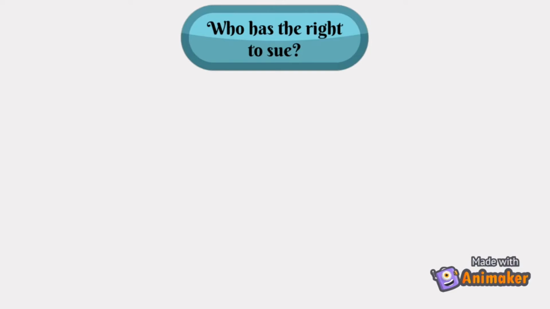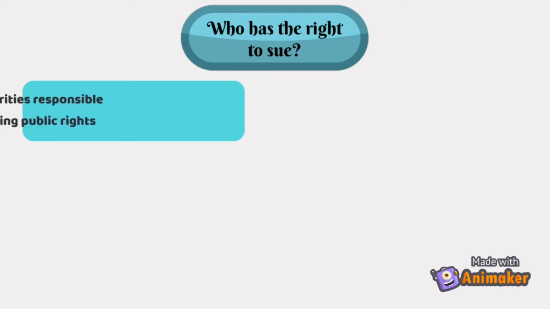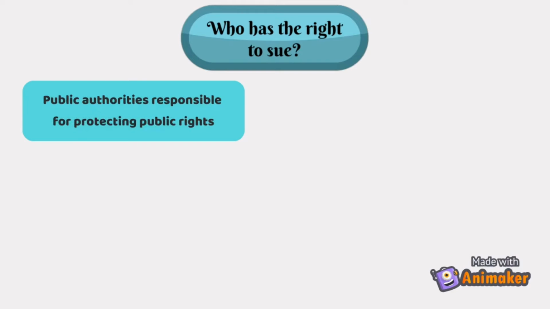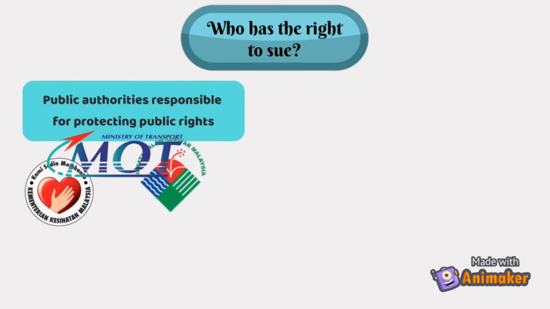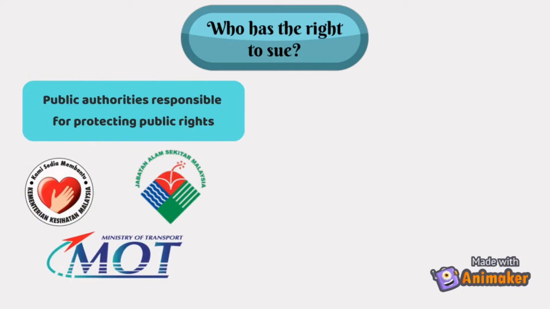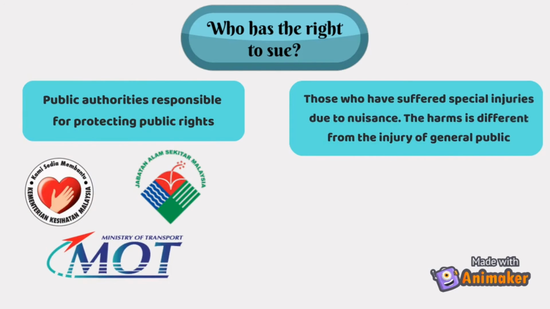So, who has the right to sue for public nuisance? First are public authorities responsible for protecting public rights, such as the Ministry of Health, the Department of Environment, and the Ministry of Transport. Second are those who suffer special injuries due to the nuisance. The harms are different from the injury of the general public. The plaintiff can claim recompense from the defendant. The compensation includes the value of the things reduced and the reduction of the property value.